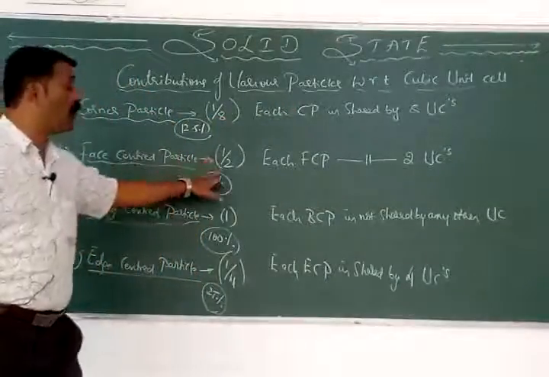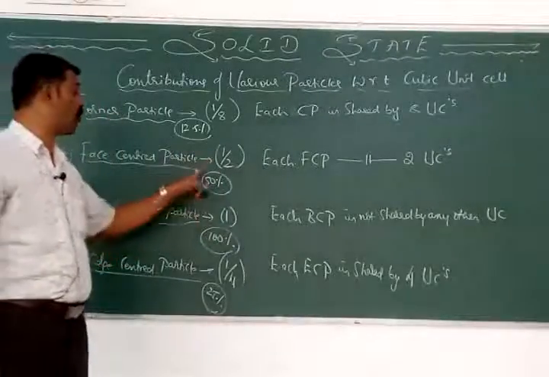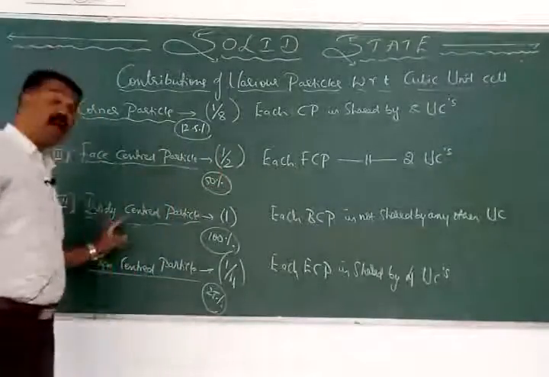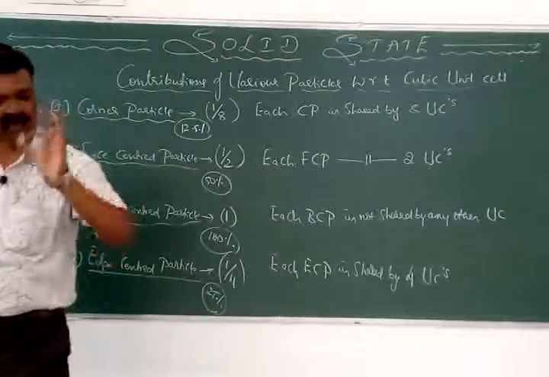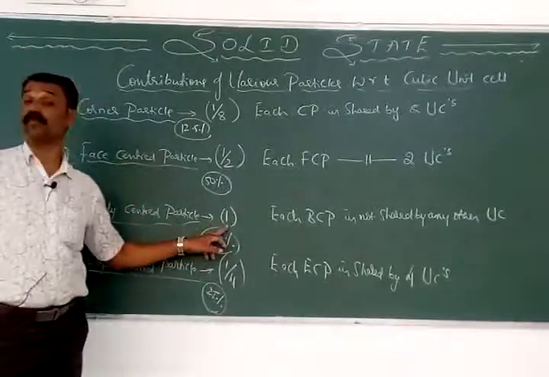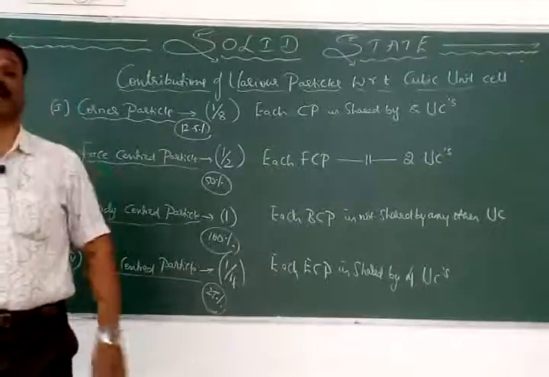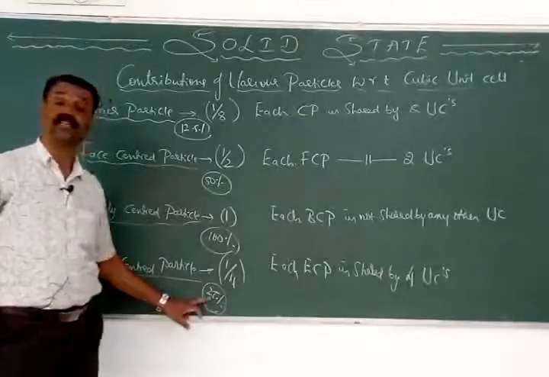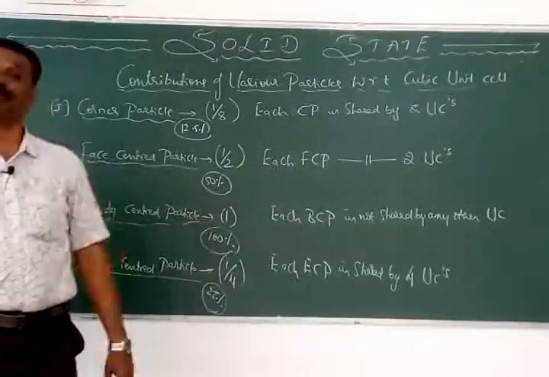The face centered particle is found to be 1 by 2 because each face centered particle is shared equally by 2 unit cells. Therefore, its contribution is 50%, or nothing but 1 by 2. As the body centered particle doesn't touch any of the neighboring unit cells, its contribution is 100%, or its value is equal to 1. Whereas the edge centered particle is shared by 4 neighboring unit cells. Therefore, its contribution is 25%, and in terms of ratio we mention it as 1 by 4.